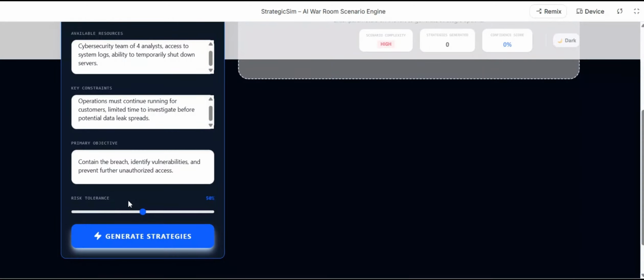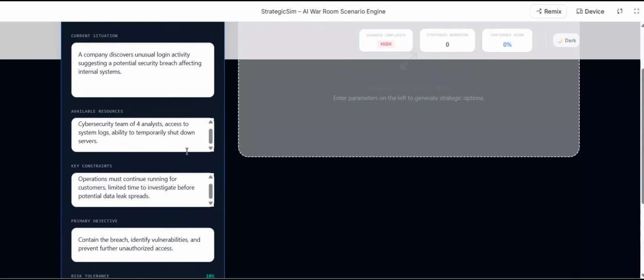Now, let's move to defining the primary objective. In this case, the goal is to contain the breach, identify vulnerabilities, and prevent further unauthorized access. Every strategy the system generates revolves around this core goal. And there's a risk tolerance scale over here. Let's set it to around 10%.